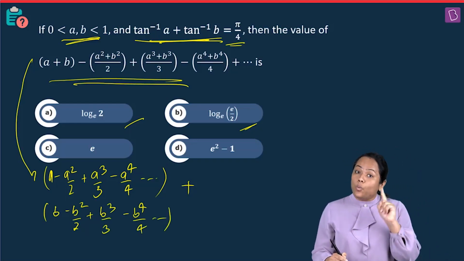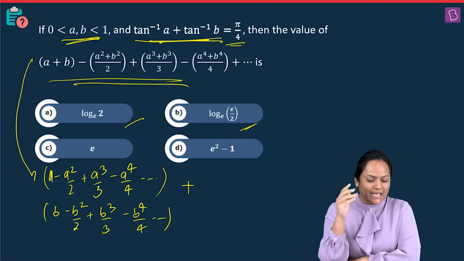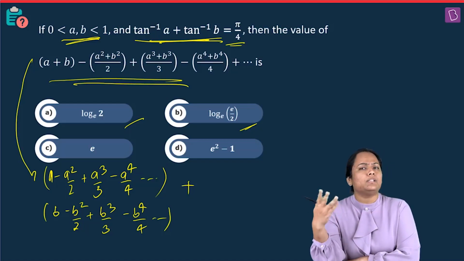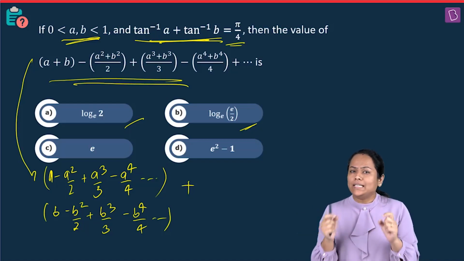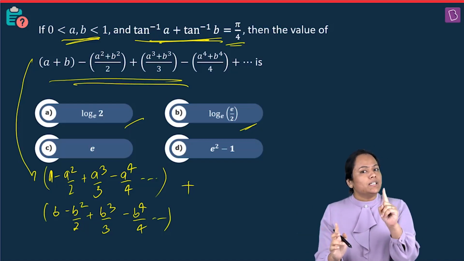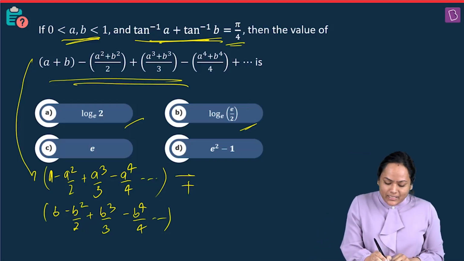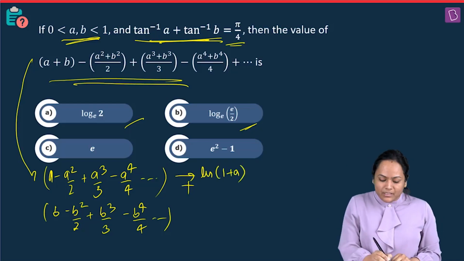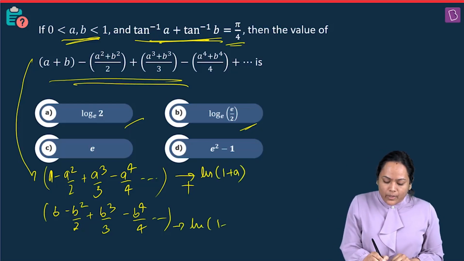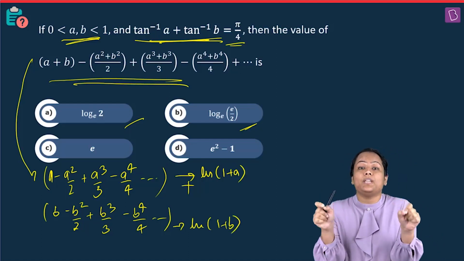Now, this is the thing which you have to remember. What is this series? A minus a square by 2 plus a cube by 3 minus a raised to 4 by 4 and so on. Does anything strike you? This is the series of logarithm. That's correct. This is nothing but ln of 1 plus a. Similarly, this will be ln of 1 plus b. These are the series which they have given to me in the question.